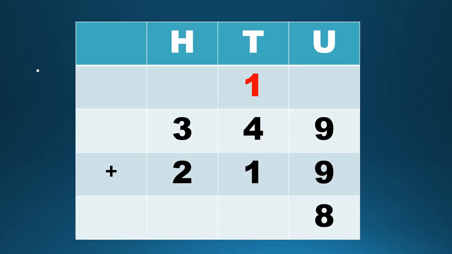So we keep 8 in the units place and we carry over the 1 ten to the tens place. So we have 4 plus 1 plus the carryover 1. The answer is 6. What is 3 plus 2 in the hundreds place? The answer is 5. So your answer is 568.